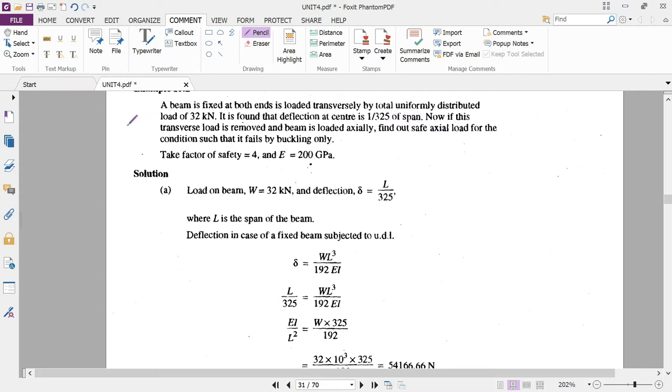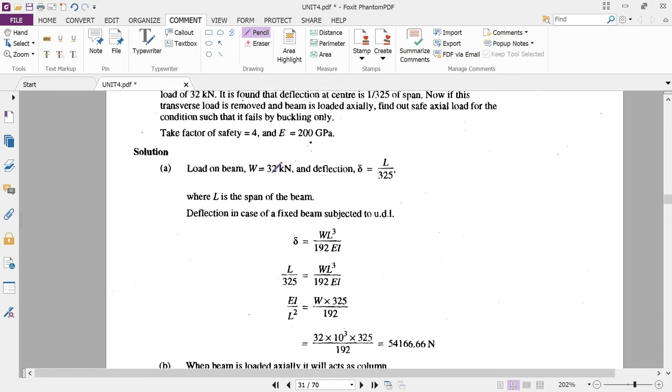Now if this transverse load is removed and the beam is loaded axially, this is an interesting condition, find out the safe axial load for the condition such that it fails by buckling only. Take the factor of safety as 4 and E equal to 200 GPa.